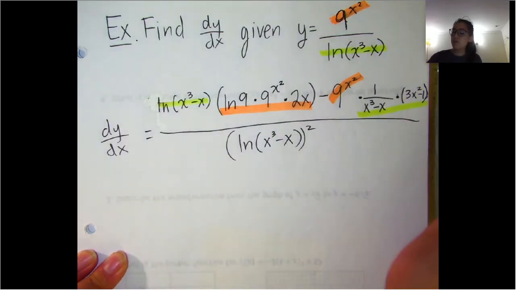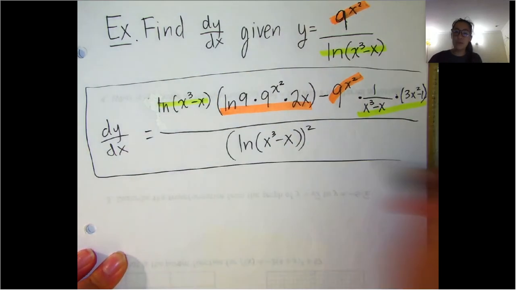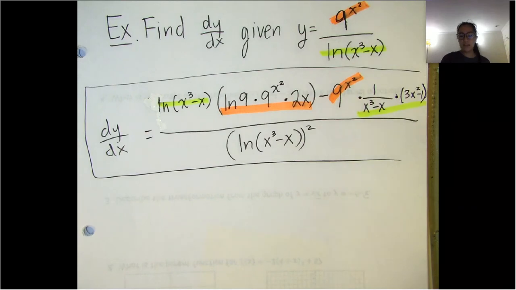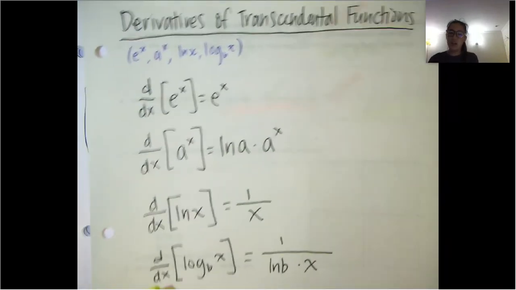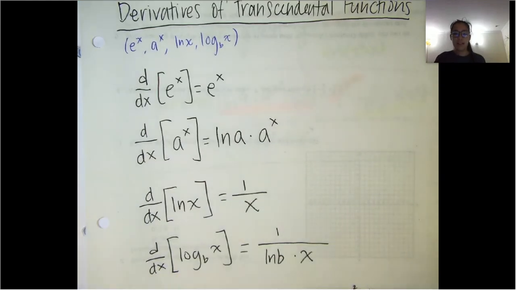And if you're in my class, you don't have to simplify that. So there you have it. These are the derivatives of e to the x, a to the x, ln of x, and log base b of x. Happy day!